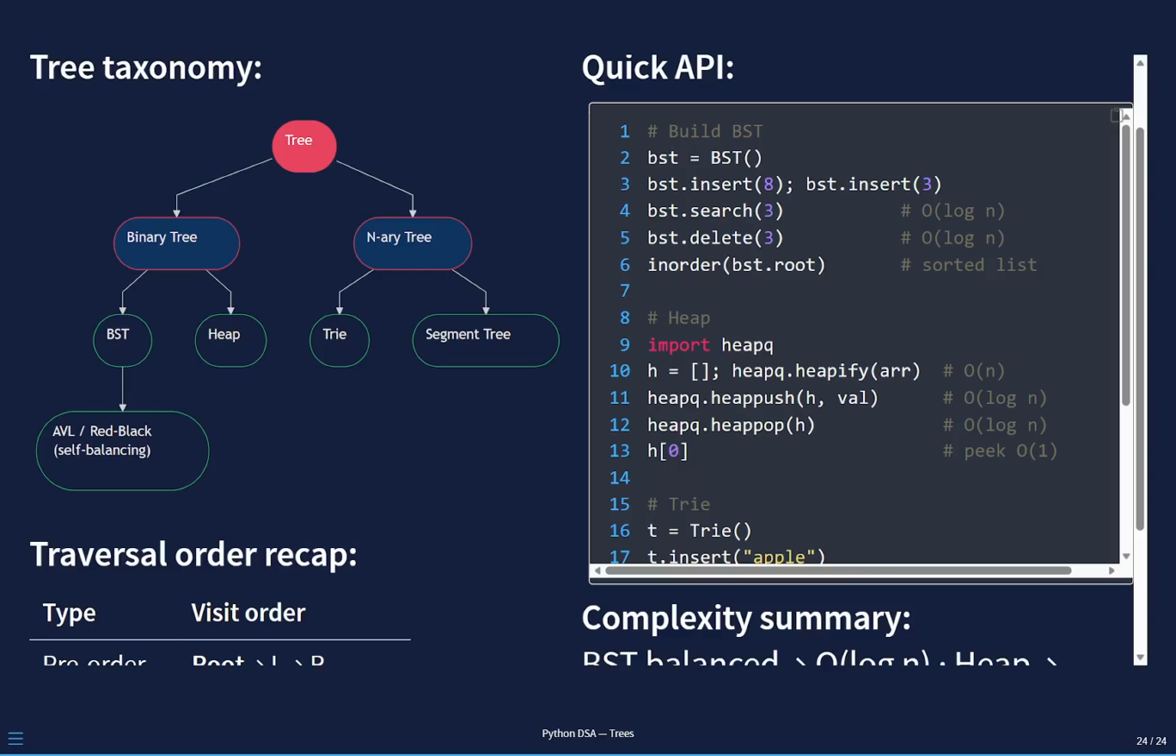Literally. Tree terminology, binary tree types, all 4 traversals, BST insert/search/delete, balanced versus degenerate, AVL rotations, binary heaps and heapq, tries with prefix search, segment trees for range queries, 8 common algorithms, n-ary trees, and the full complexity breakdown.